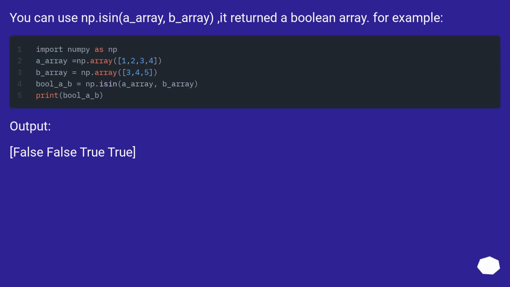You can use np.isin(a_array, b_array); it returns a Boolean array. For example, the output is false, false, true, true.